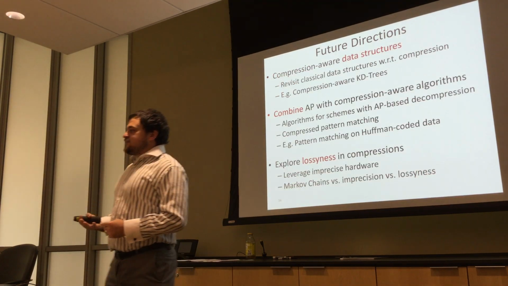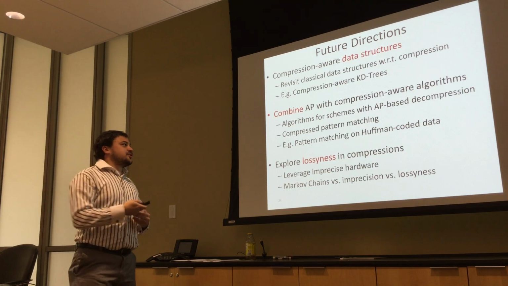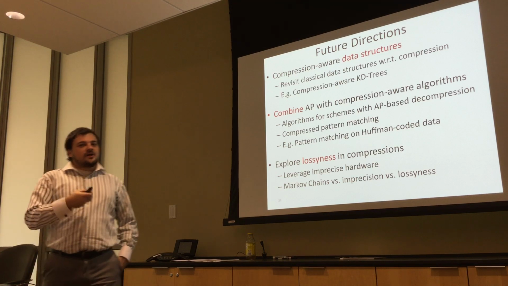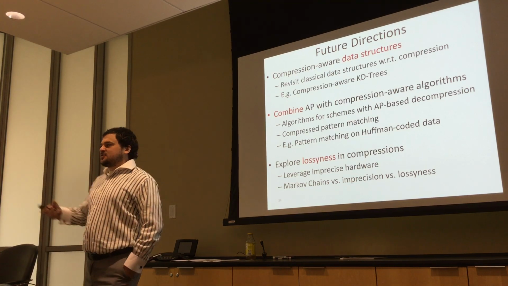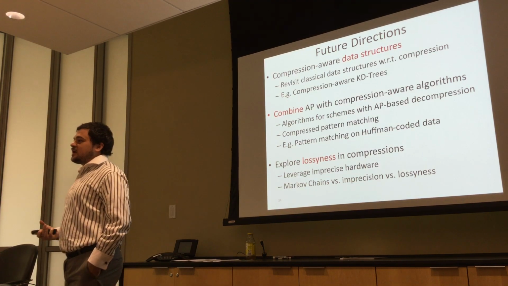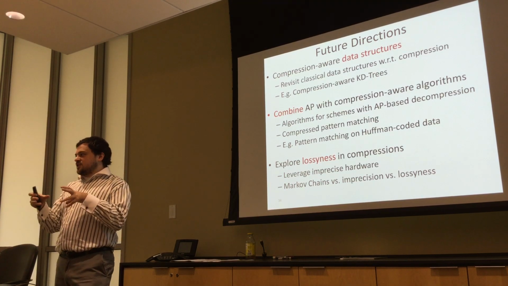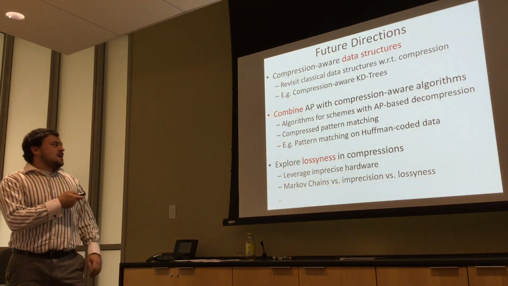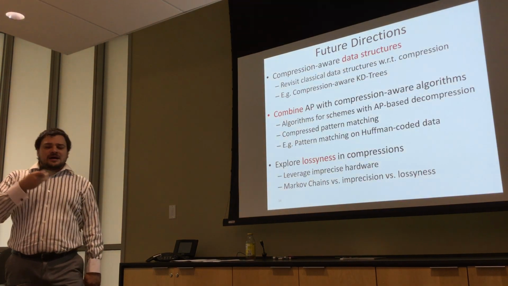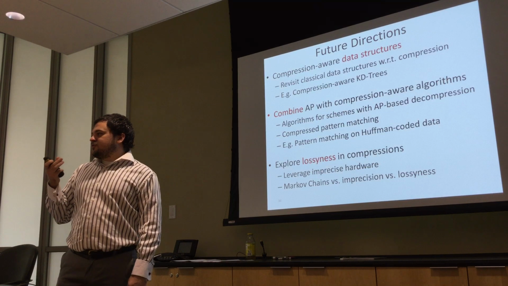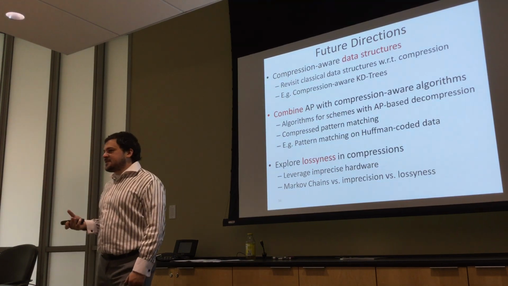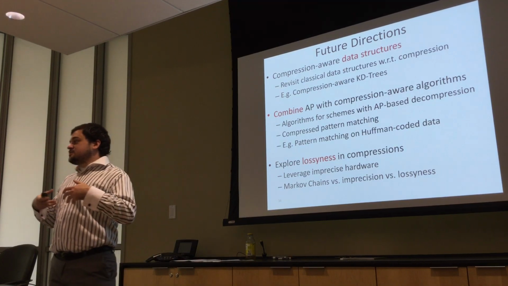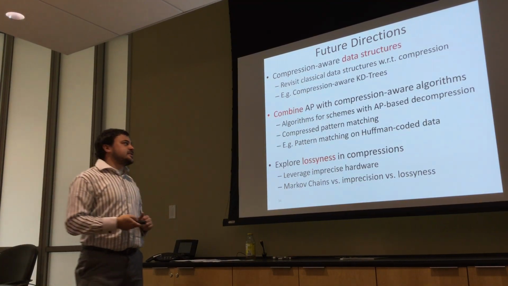So in terms of what to do next, where can we look to go further? From the compression-aware algorithms approach, we could start to look at compression-aware data structures as well. That is, we have a data structure which structures compressed data. So for instance, I talked about KD trees as a data structure for classical point set data. Well, maybe we can have a KD tree for compressed data and do even better than the queries that we already had.